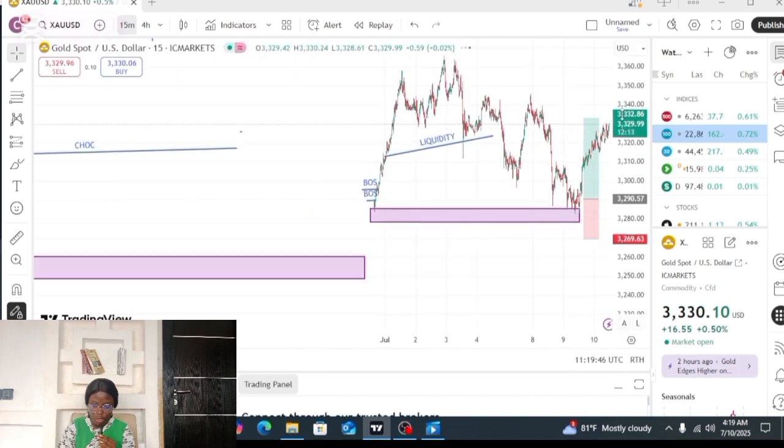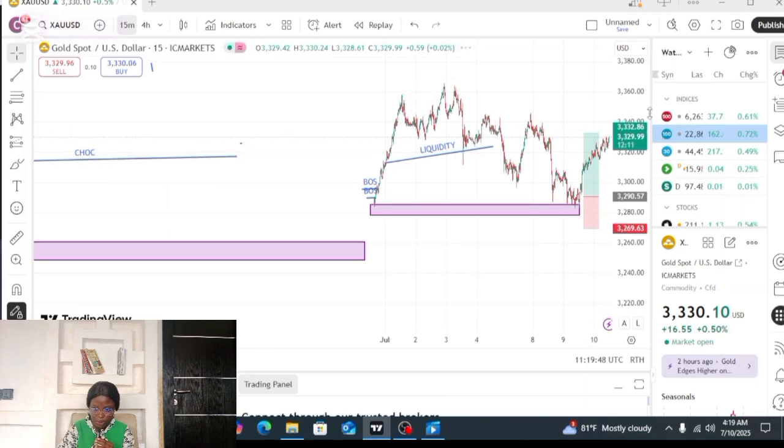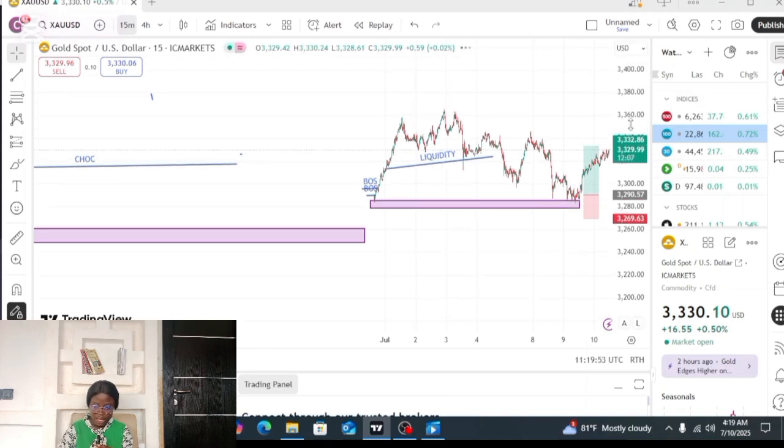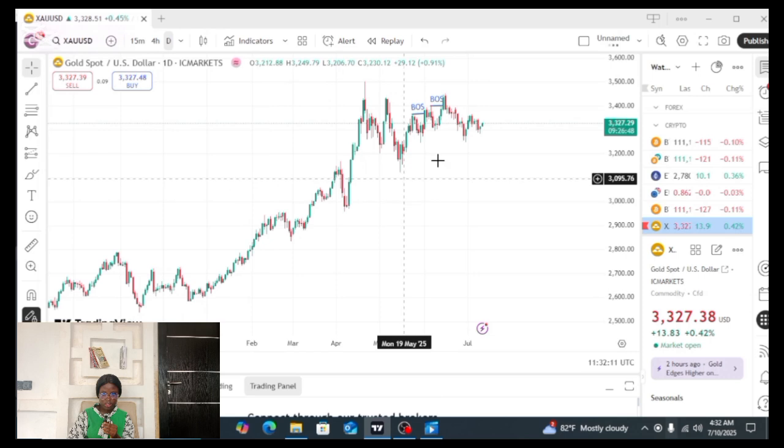Normally I use the smart money concept to analyze this trade. Please ignore any background noise.